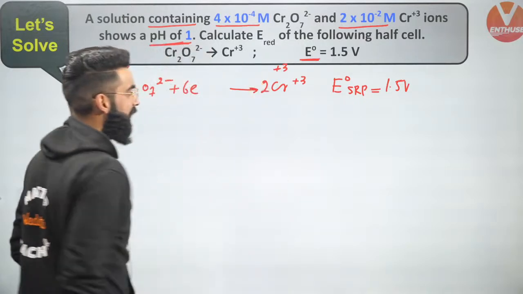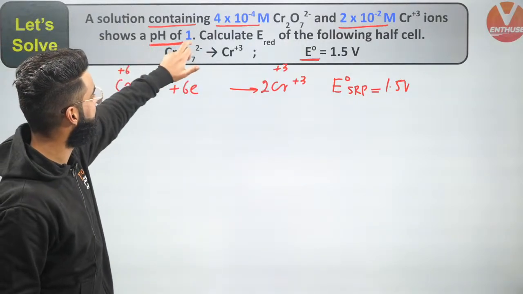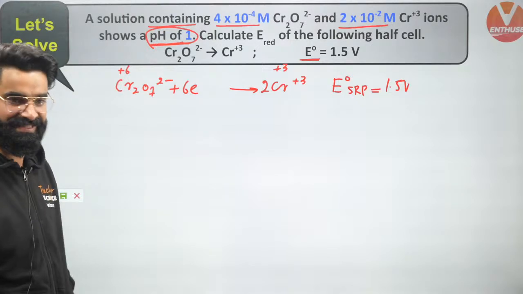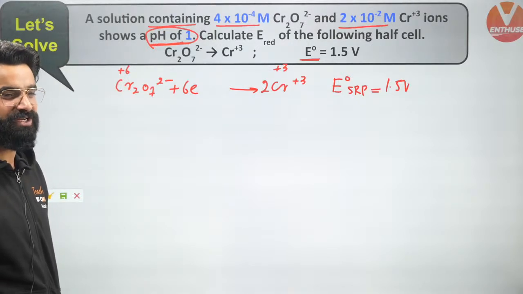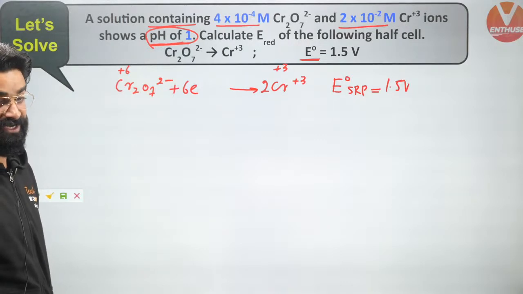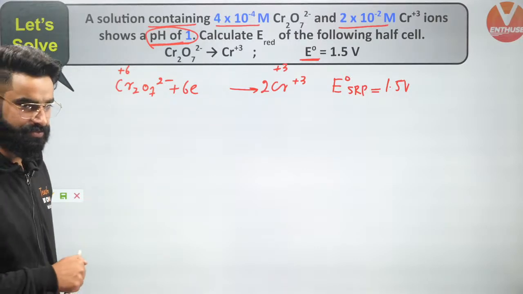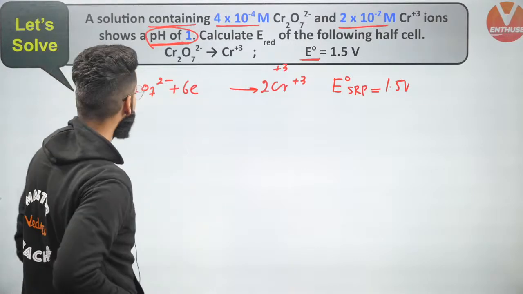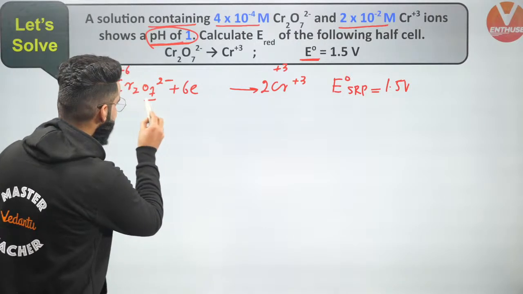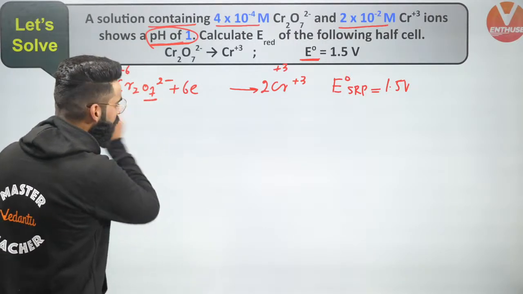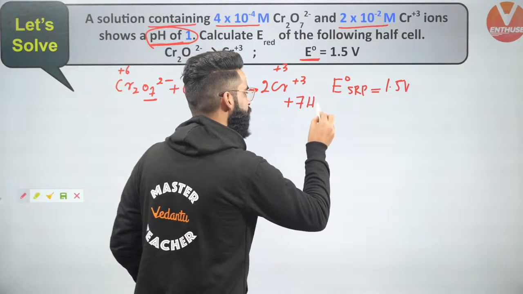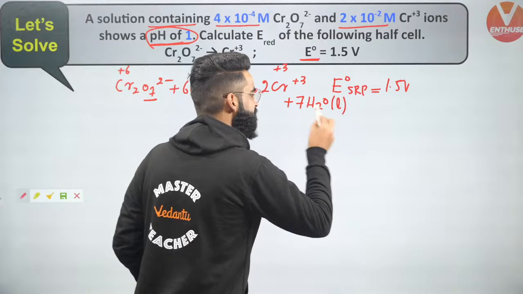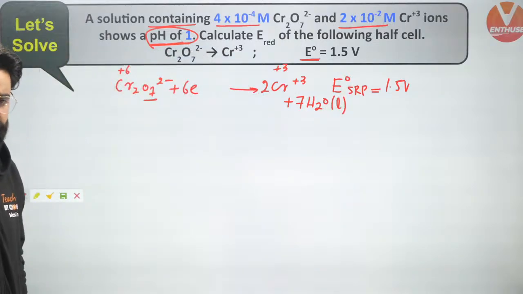This should be 2 times, and we know the reaction is taking place in acidic medium because the pH of the solution is 1. So how do we balance the redox reaction in acidic medium? Do you remember that? Very simple, guys. First of all, I have balanced the electrons. Now over here we have 7 oxygen atoms, so to balance the oxygen atoms, I'll add the requisite number of water molecules. I added 7 water molecules.